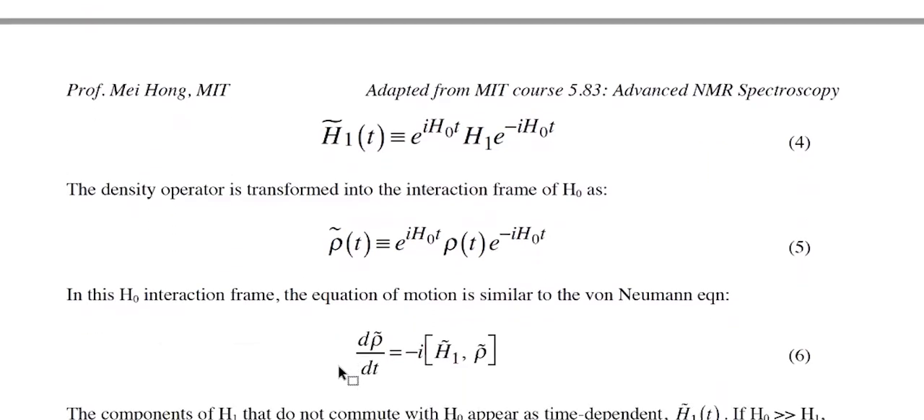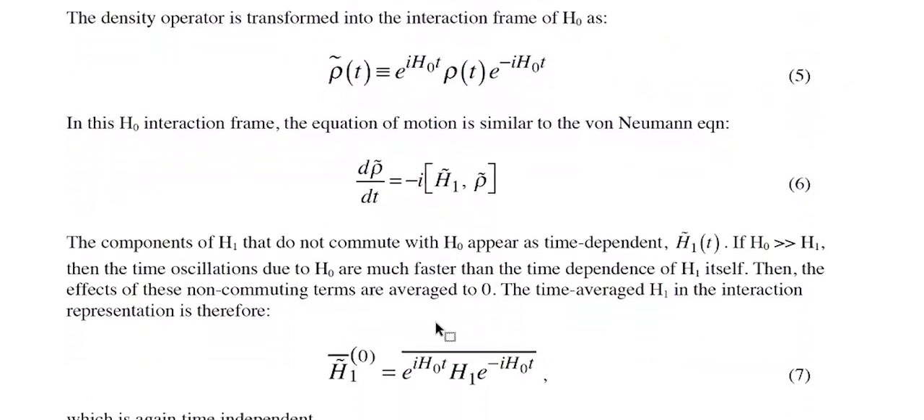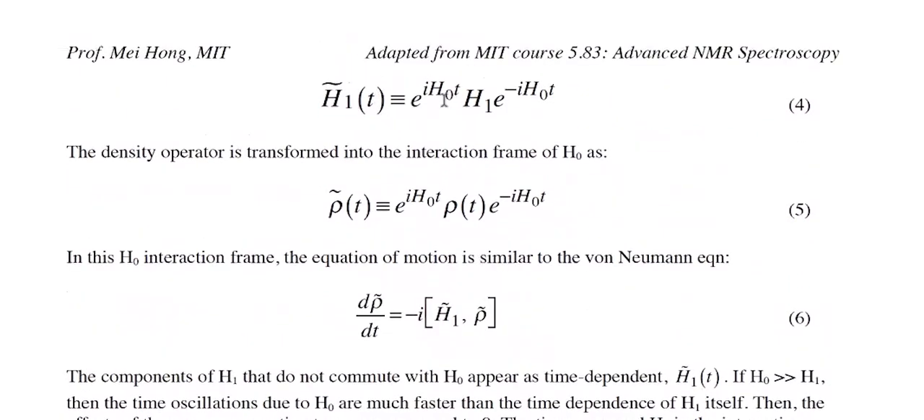And in that interaction frame, the density operator will evolve in time following the same von Neumann equation. So you're going to see the same kind of expression, d rho tilde dt, and it's going to be equal to minus i, the commutator of the new interaction frame, small interaction, H1 tilde, with rho tilde. When you do this interaction frame transformation of H1, you see you're going to now create time dependence in H1.